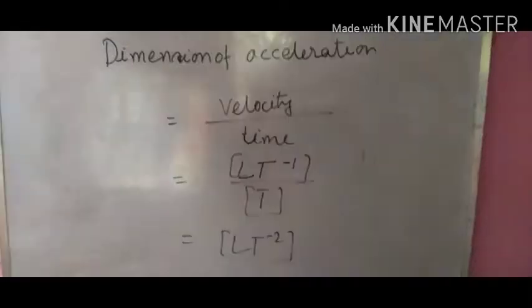Now acceleration. Dimension of acceleration. The physical quantity acceleration is defined by velocity by time. We have calculated the dimension of velocity. So the dimension of velocity, L T to the power minus 1, is divided by T. So this is L T to the power minus 2.